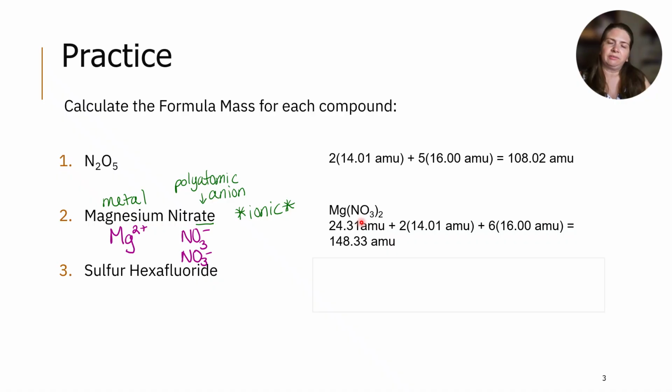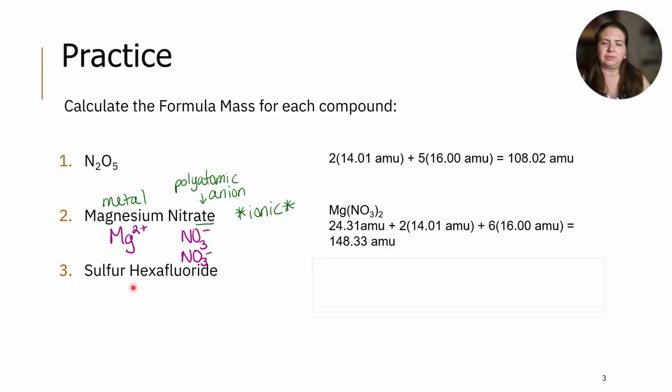Now we calculate the formula mass by adding the masses of 1 magnesium, 2 nitrogens, and 6 oxygen atoms. The formula mass of magnesium nitrate is 148.33 AMU.